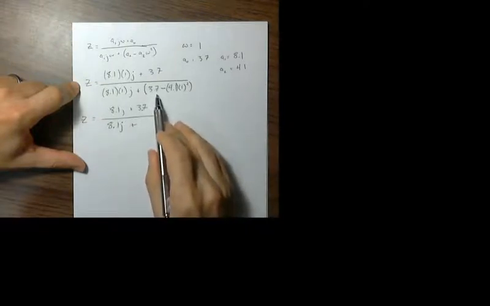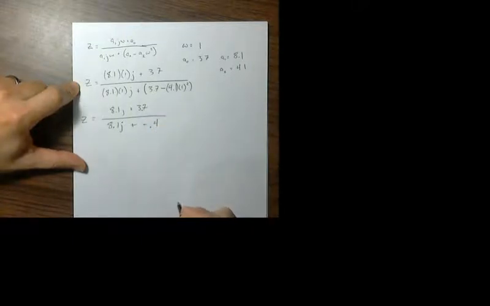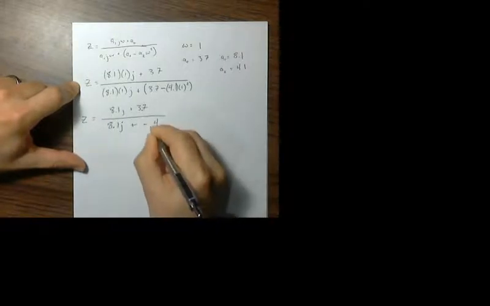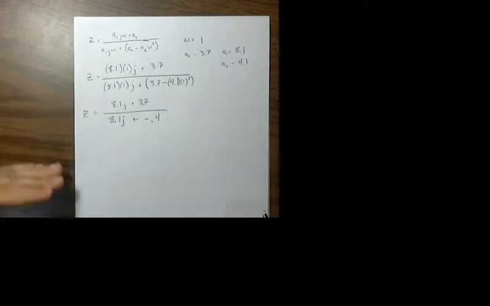3.7 minus 4.1, let's see, that's just negative 0.4, right? Yeah, there we go. Negative 0.4. All right, I'm not done. I need to reduce this to magnitude and phase. So it's a complex number, right?